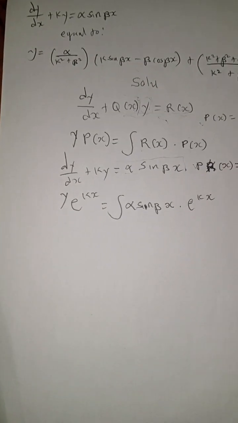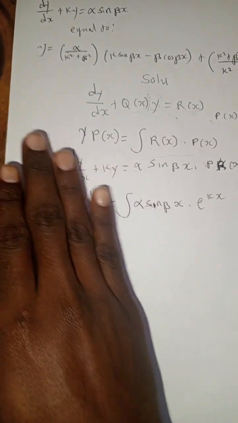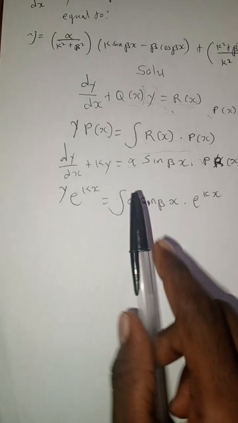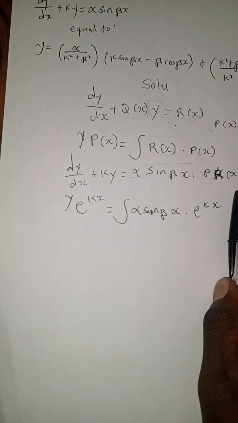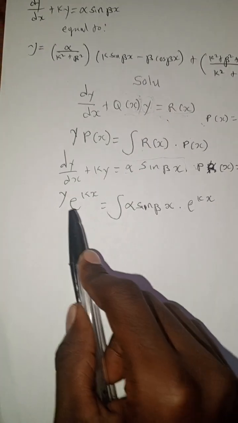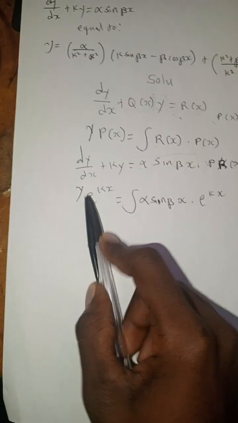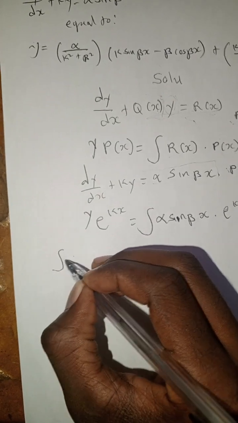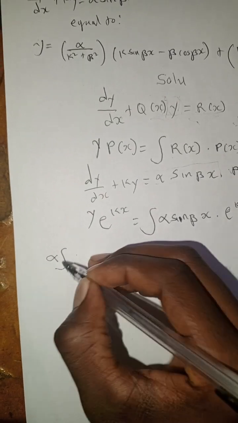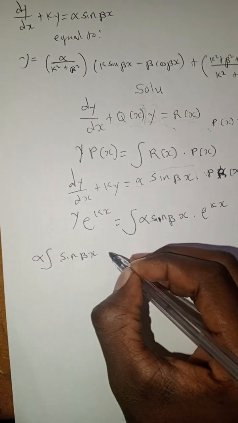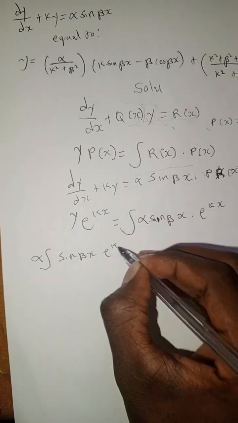So now, the first thing I'll do, I'll try not to concentrate on this and dwell much on this part, because at the end, after I have found everything for this, I can come and equate it back to this. So let me write the integral of, I'll take the constant out, sine bx multiplied by exponent kx.